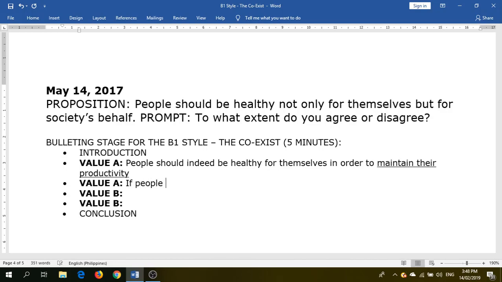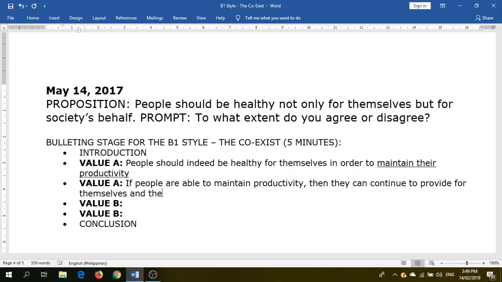And another argument that you can use for value A is to cite that if people are able to maintain productivity, then they can continue to provide for themselves and their families. So maybe you can just underline provide for themselves and their families. You know that already in the bulleting stage, you just need to write that underlined phrase. And you know already what you will be talking about as you begin the essay.